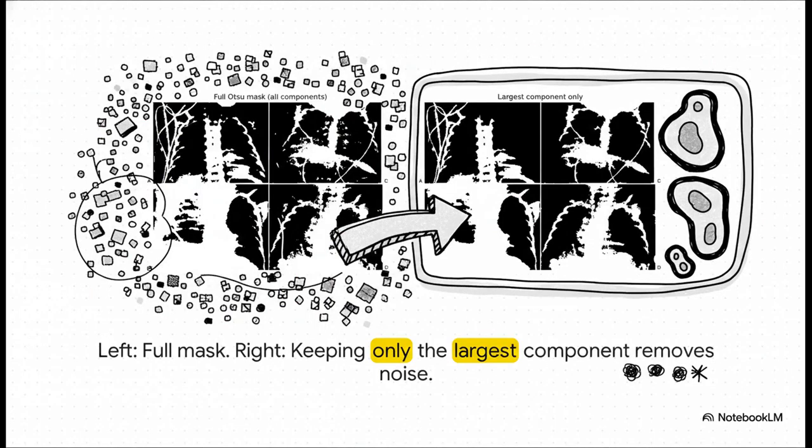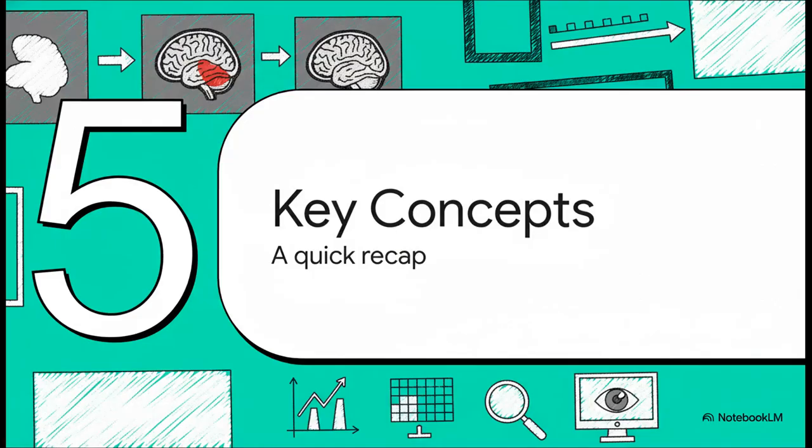So, the final step is incredibly simple. We just tell the computer to throw everything away except for that one single largest component. And look at the difference. On the left is our original noisy mask, and on the right, a beautifully clean, refined mask with just the main object we wanted. It's a perfect way to get rid of all that small, irrelevant clutter. And there we have it. We went all the way from a grayscale photo to a clean, isolated object.